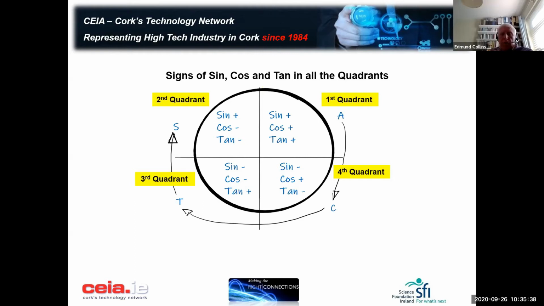So to remember that, ACTS. Pretty sure this may be in your log tables, but if you can remember this and you don't have to go to the log tables, you'll save some precious minutes during the exam by just being able to remember that. So ACTS, in a clockwise direction.